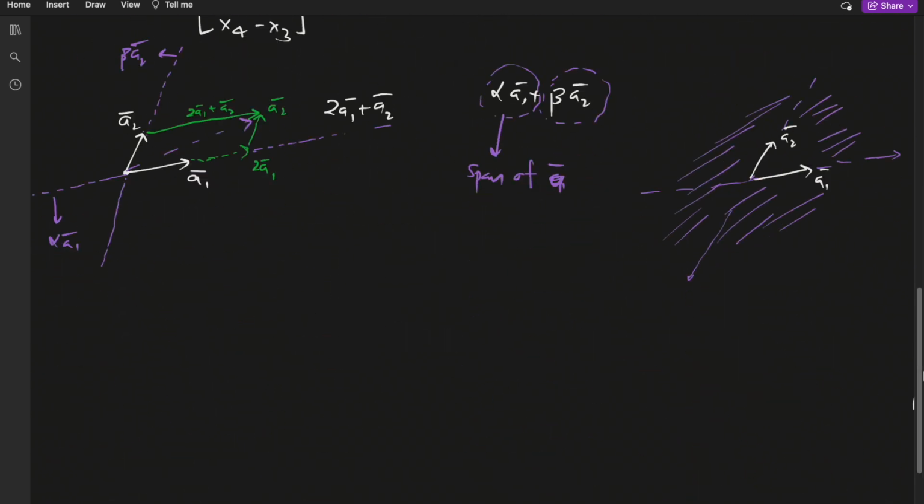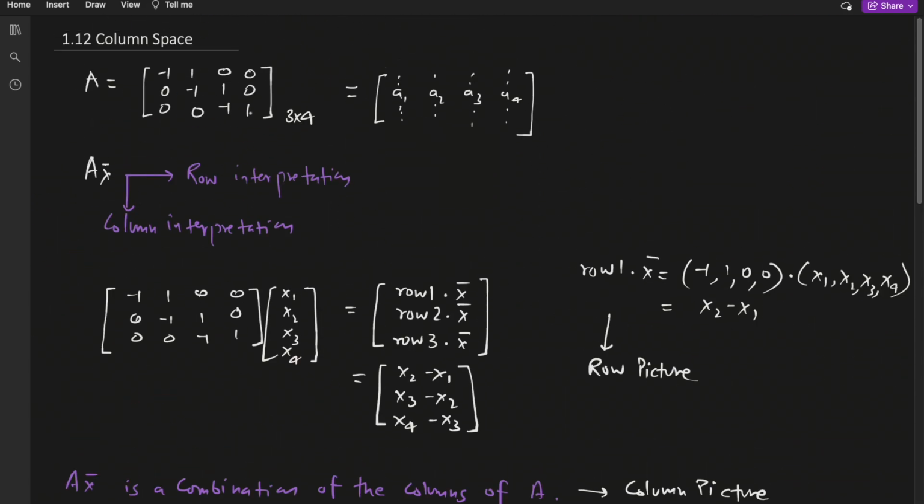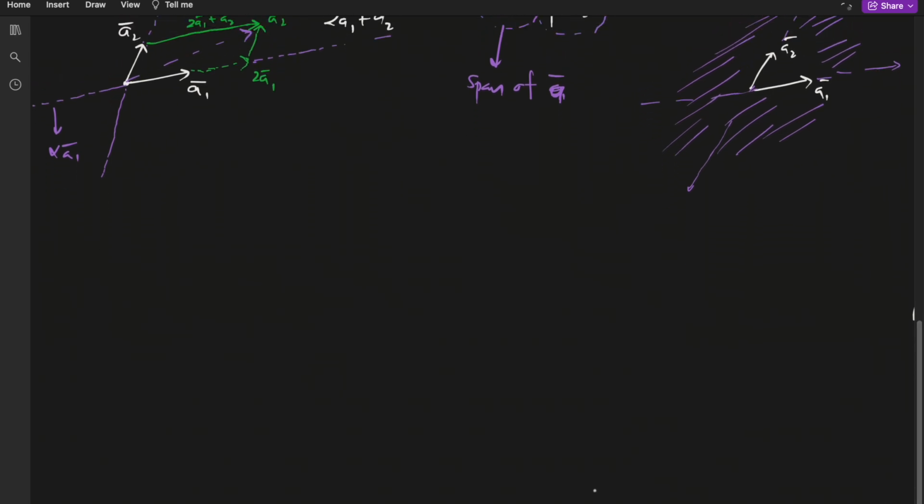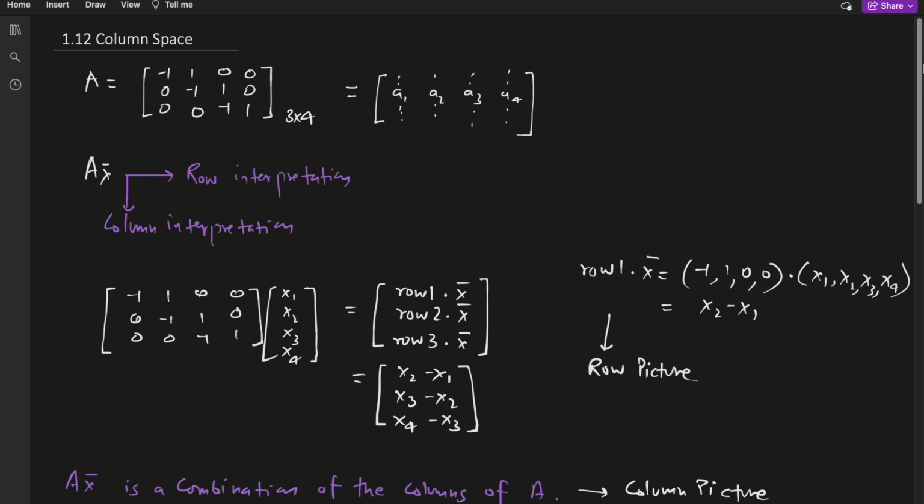So similarly, if you take the span of three columns, because these are linearly independent, then the span of three columns will be R cube, that is the R3 space, and the span of four columns will be, if all the four columns are linearly independent, the R4 space. Okay, so this is the row picture and this is the column picture.